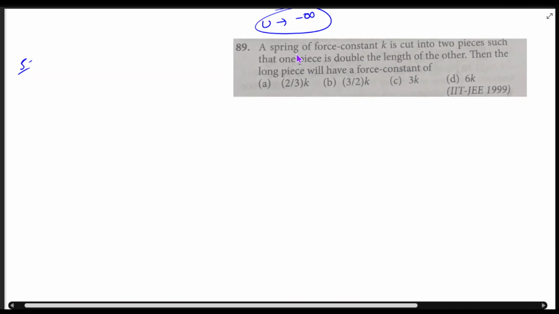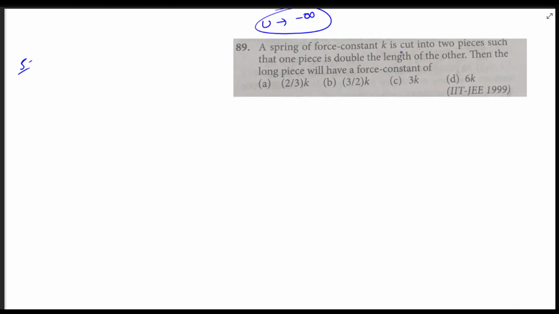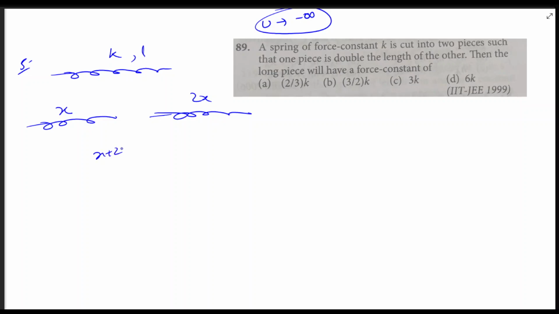Now, a spring of force constant K is cut into two pieces. One piece is double the length of the other. Okay, so we have a spring constant K of length L, and it is cut such that if this is X, then this will be 2X. So X plus 2X will be L, so X will be L by 3. So this will be L by 3 and this will be 2L by 3. Perfect.